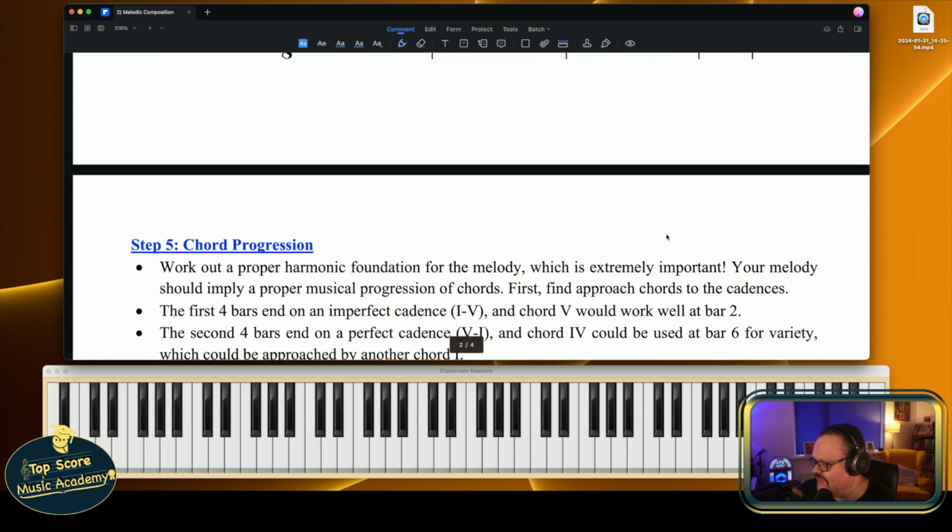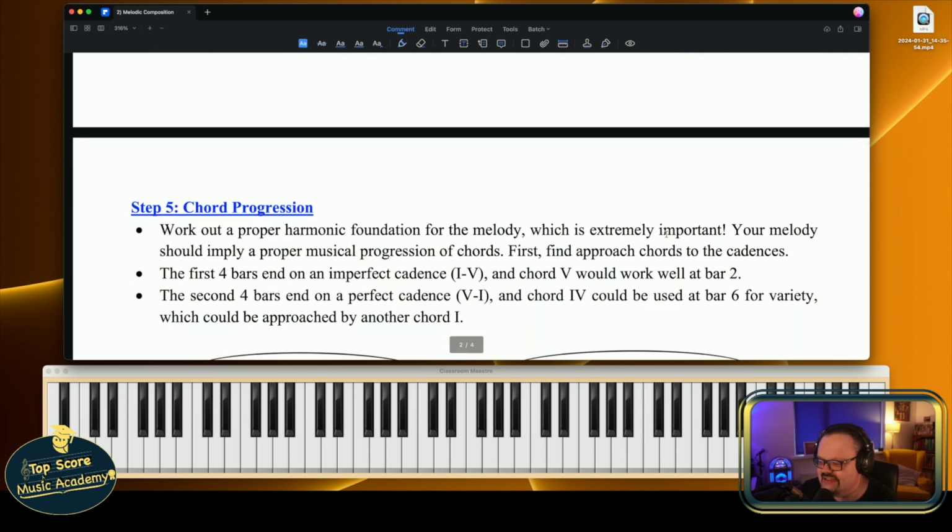Okay, so for step 5, the chord progression stage, is where it gets a little bit more complicated, I suppose. You need to work out a proper harmonic foundation for the melody, which is extremely important. Even though you are concentrating on composing a melody, the melody should suggest some type of harmonic framework or harmonic structure or chord progression underneath it.